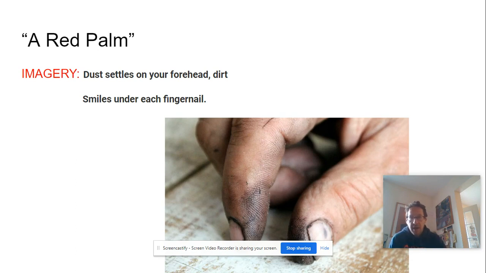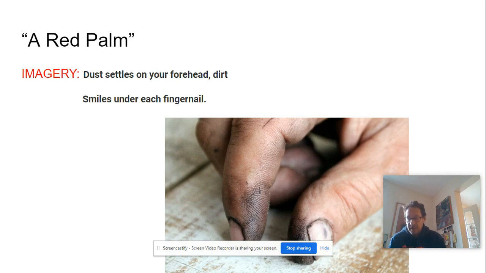The other is the smiles under each fingernail, and I have the image up in front of you. If you note your fingernails, you hold them a certain way and the dirt gets under it, it's a smile. You turn it upside down, it's a frown. But it's a wonderful way to represent that dirt under the fingernails in the shape of a smile.